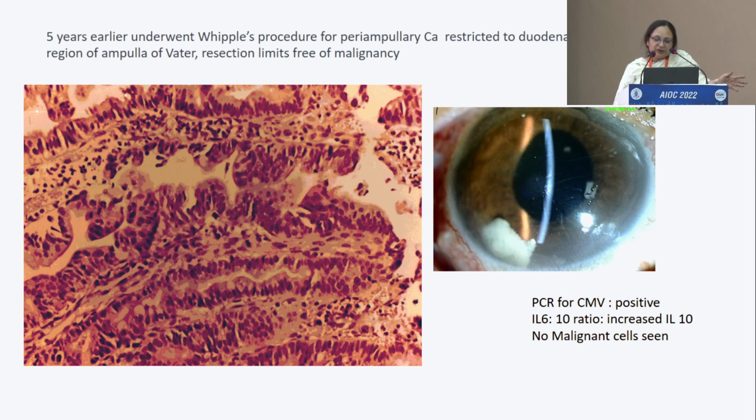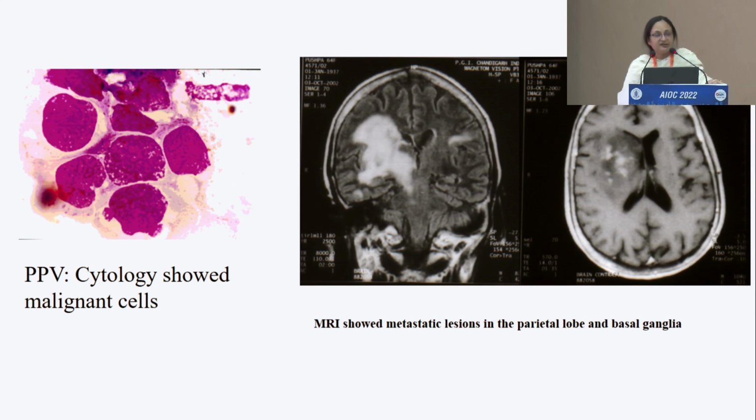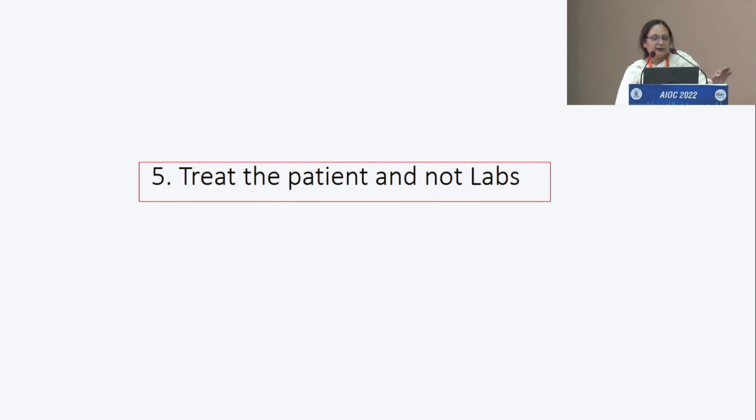So PCR for CMV was also positive, and then when we did the IL-6 to IL-10 ratio, it showed increased IL-10, which was indicative of malignancy rather than inflammation. So we persisted, we went on to diagnostic PPV, which showed malignant cells, and then we ordered an MRI, which showed there was metastasis from the primary disease. So if the investigation in scenario 4 puts you in doubt, investigate further, but do not jump on to start treatment if you are not very convinced about that lab result.